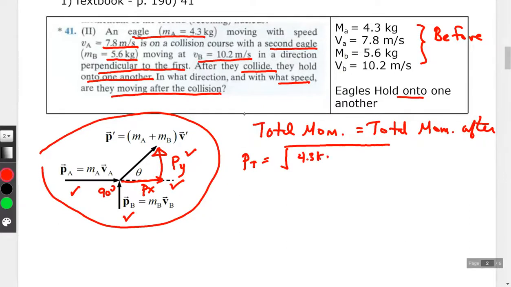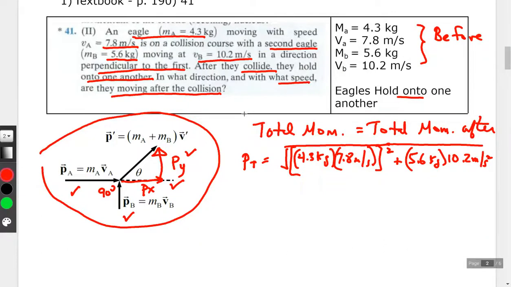4.3 kilograms times 7.8 meters per second, all of that squared. A squared plus b squared equals c squared. The momentum of the other, b, was 5.6 kilograms times 10.2.